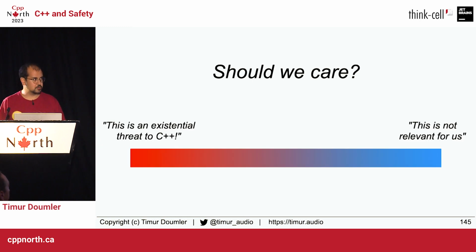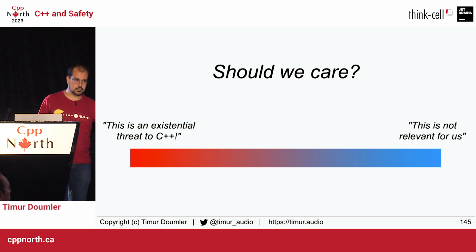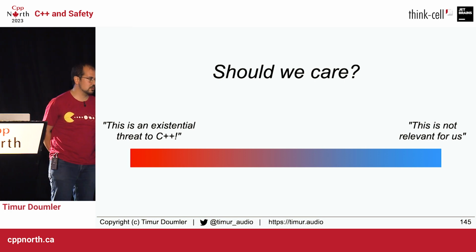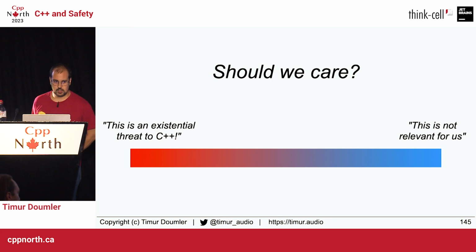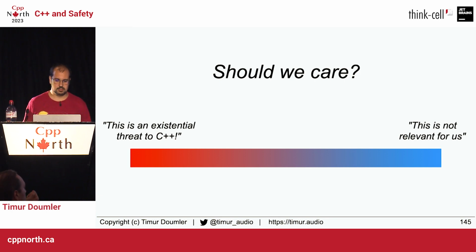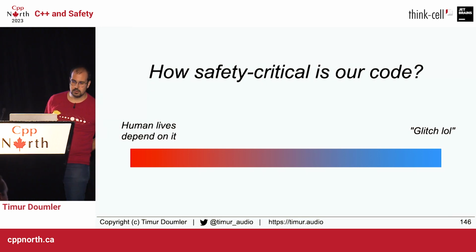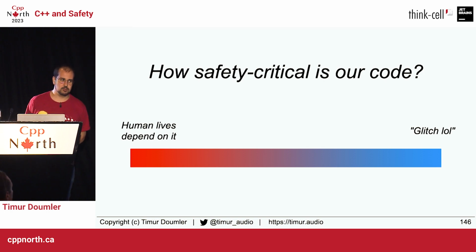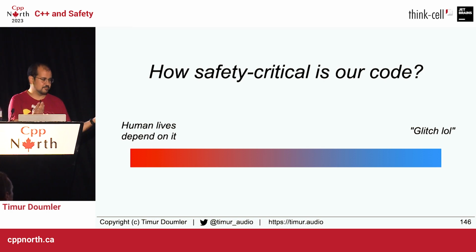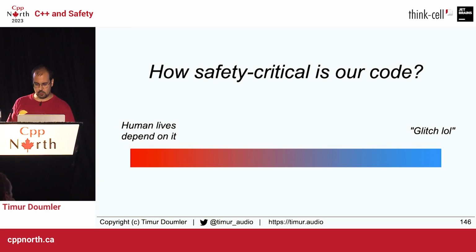So should we care? Turns out it depends on whom you ask, right? A lot of people right now are saying this is an existential threat to C++. We have to address safety. Some people are saying, well, we don't care. And it kind of depends on what your code is doing, right? If human lives depend on your code not having UB, you're probably going to have a different approach than, oh, glitch, lol, well, whatever. It doesn't matter if the application crashes, right? Nobody's going to die. So it depends on what you're doing.